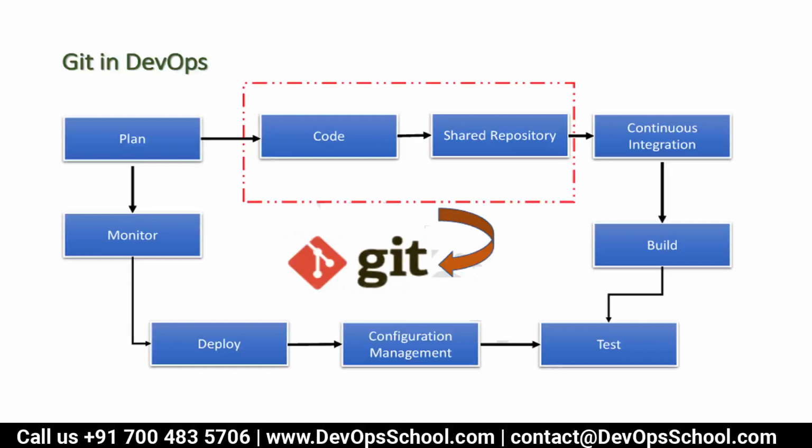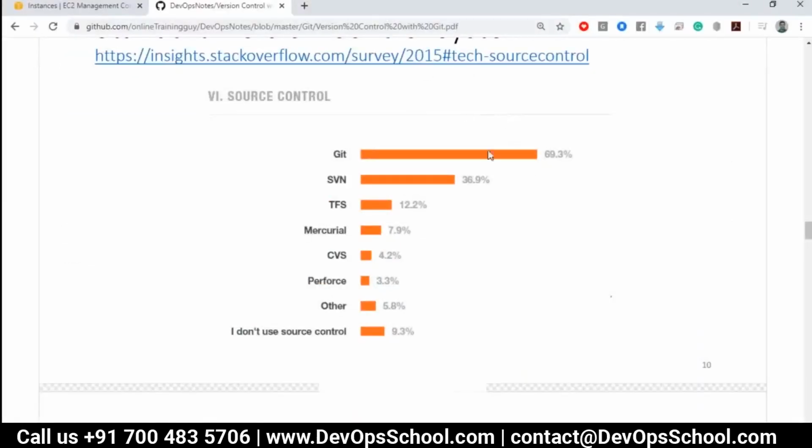Git means any version control system, because in 2015, 69.3% of companies were using it, but now that number is quite high. It is almost more than 80% of people who are using Git. All the IDEs like Eclipse, Visual Studio Code, or PyCharm, they all have Git inbuilt now.